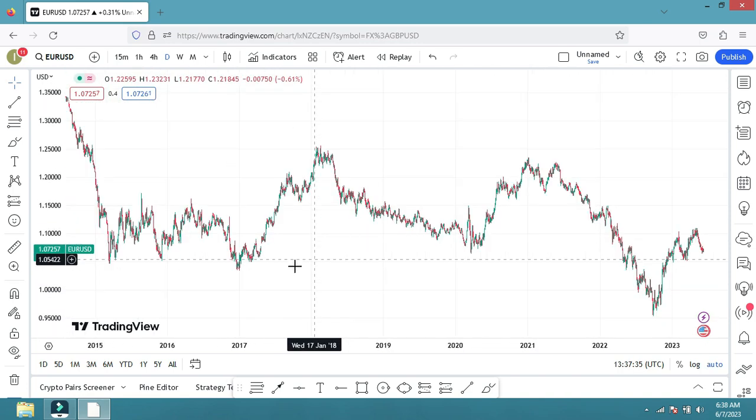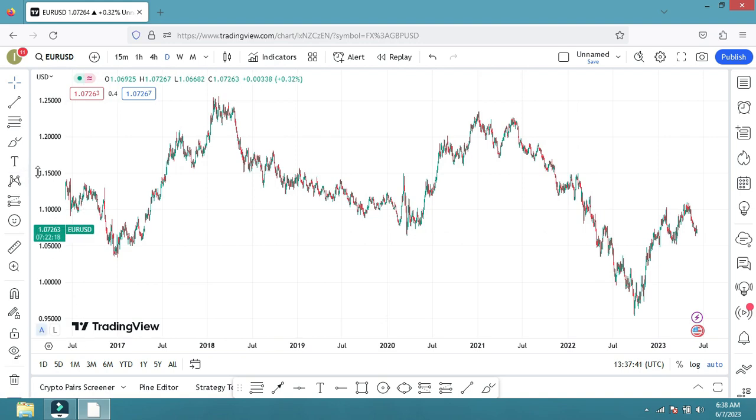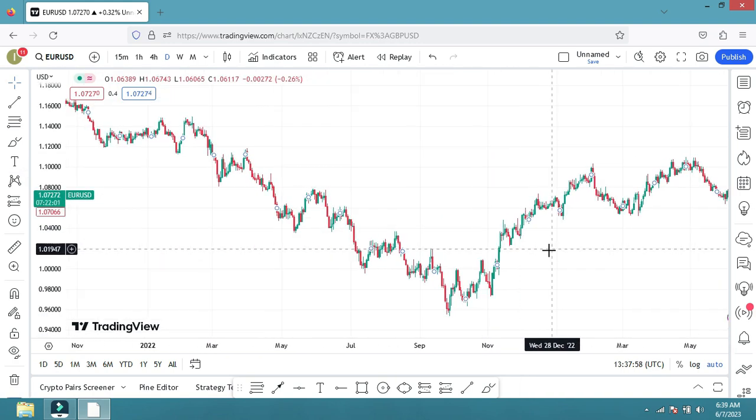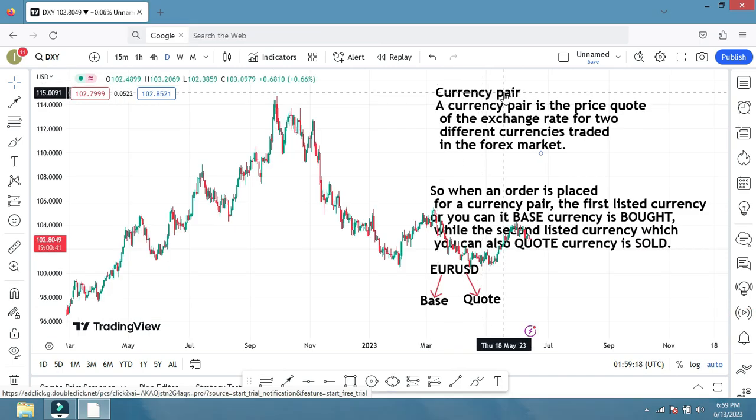So today we are discussing the Forex terms, the terminologies used in the Forex market. Currency pair. A currency pair is a price quote of the exchange rate for two different currencies traded in the Forex market. The keyword here is the exchange rate.